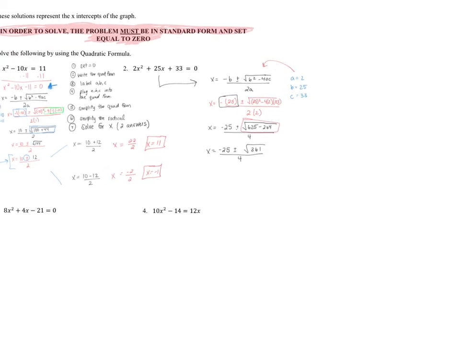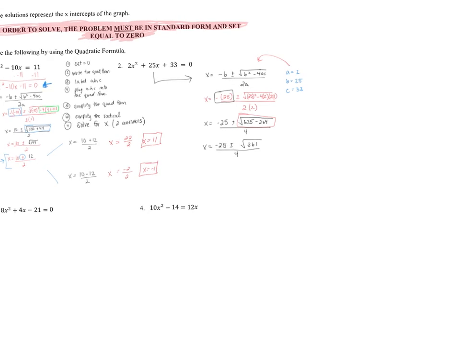So what we're going to have is x equals negative 25 plus or minus. Now, 625 minus 264 gives me 361, all keeping it over 4. Then we need to see if 361 is a perfect square. In this case it is, okay? The square root of 361 is 19.